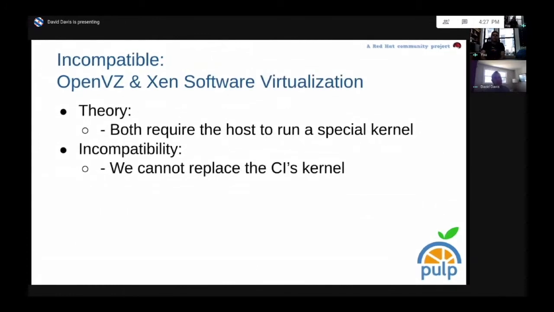So it's worth noting that there have been other solutions over the years that are various types of software virtualization, but these two mature open source ones both require the host to run a special kernel. Therefore, we cannot run them on Travis because we can't replace the CI's kernel. Next slide.